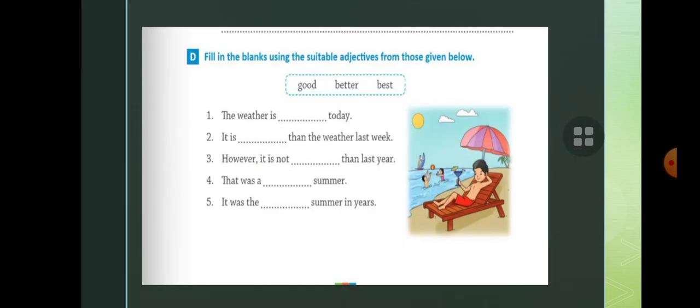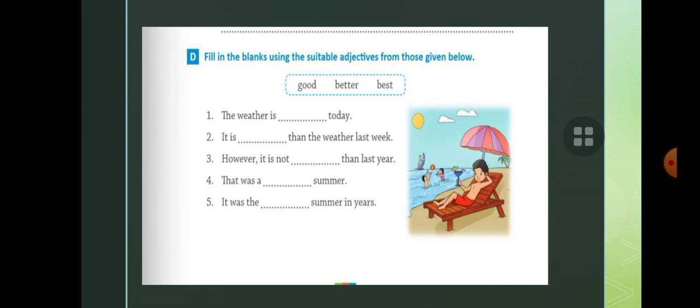After that, exercise D. Fill in the blanks using the suitable adjectives from those given in brackets. So here three adjectives are given. You have to write the suitable adjective in the blank. The weather is dash today. You know that the weather is good today. It is dash than the weather last week. Here than shows a comparison of two things. It is better than the weather last week. However, it is not better than last year.